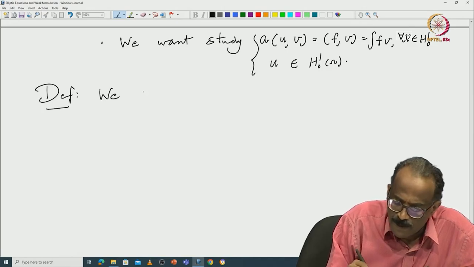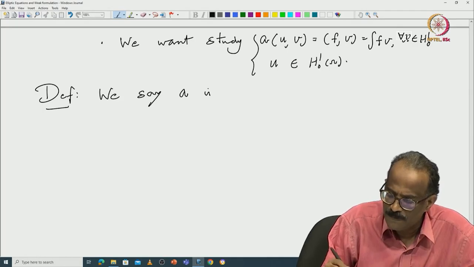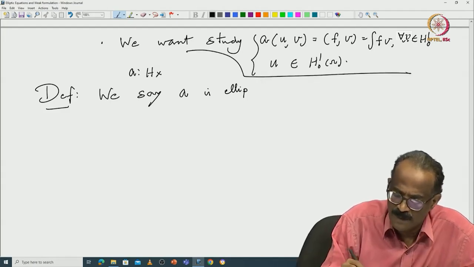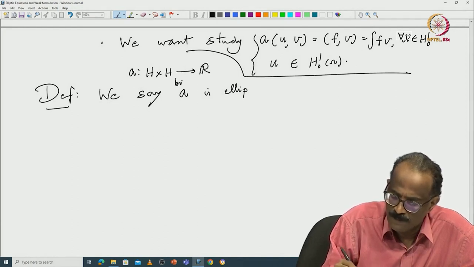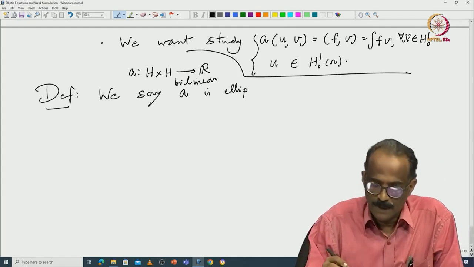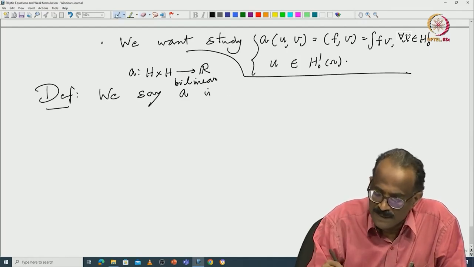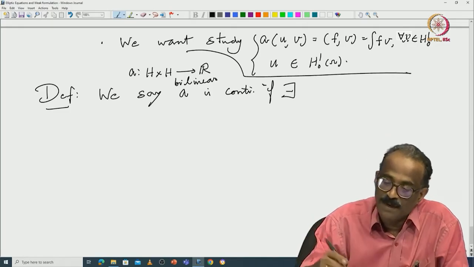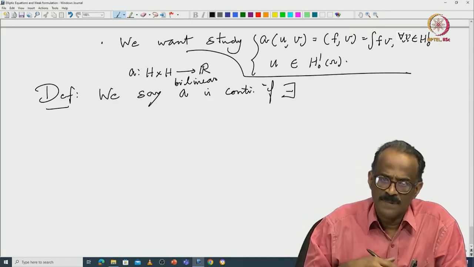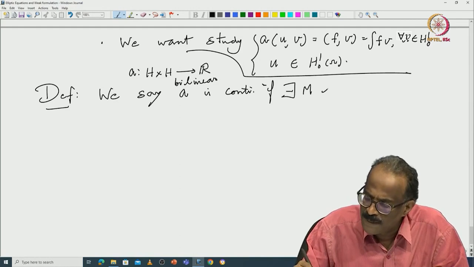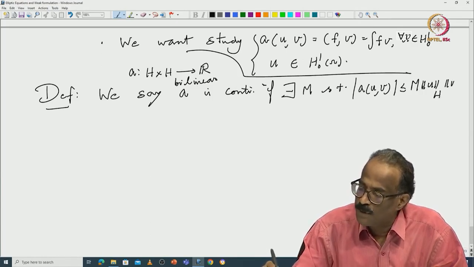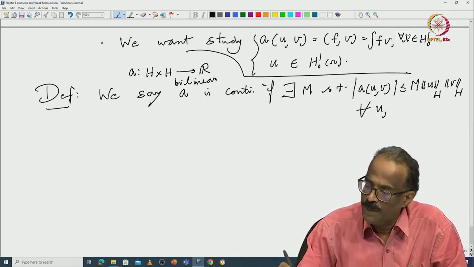We say A is elliptic. A is a bilinear form, okay, from H cross H to R, bilinear. A is called continuous if there exists M such that, on the bilinear form I am defining the upper bound, which will come from your ellipticity and boundedness of your differential equations, the modulus of A(u, v) is less than or equal to M into norm u, norm v, of course, every norm is in H, whatever be the norm you are defining, okay. This is true for all u, v in H.